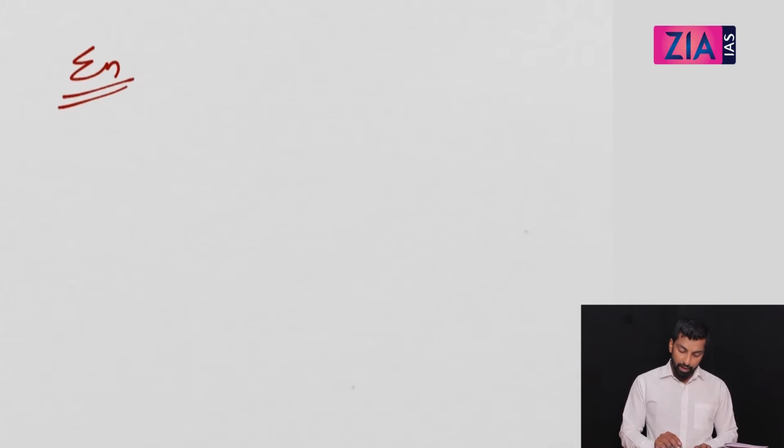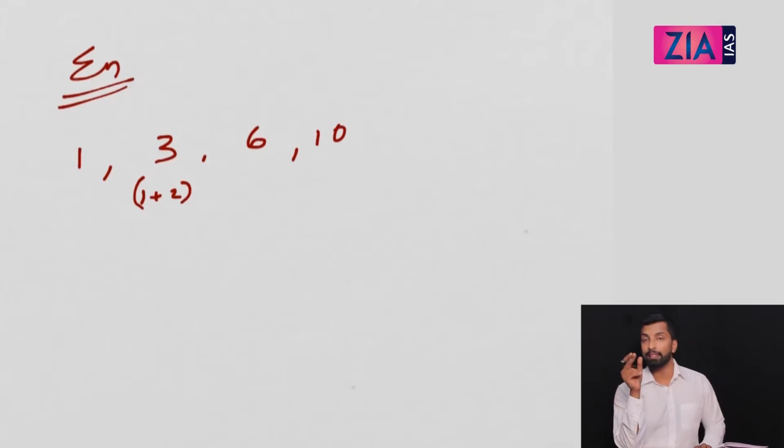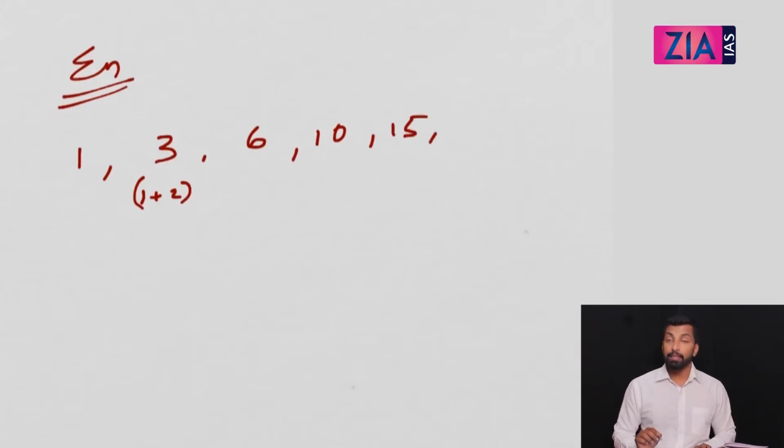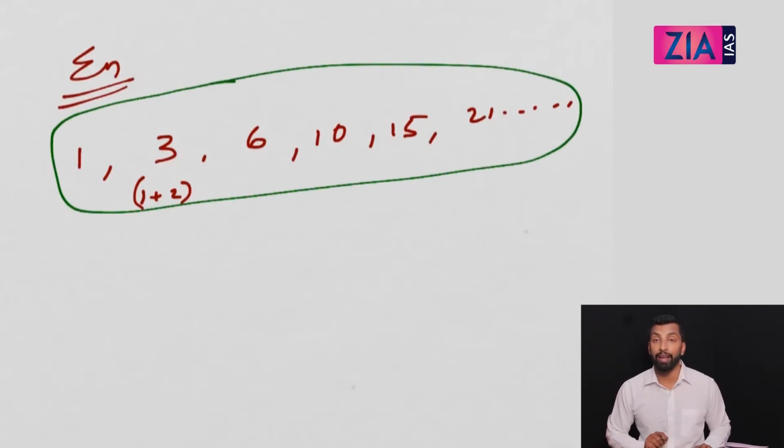The first number will be 1; there is nothing to add, it's 0 plus 1. The next sigma n number is 3, which is 1 plus 2. The next number is 1 plus 2 plus 3, which is 6. Next is 1 plus 2 plus 3 plus 4, which is 10. Fifth will be 1, 2, 3, 4, 5, that will be 15. Sixth, you add 1 to 6, so 21. Like this it will go. So these are the sigma n numbers: 1, 3, 6, 10, 15, 21, etc.